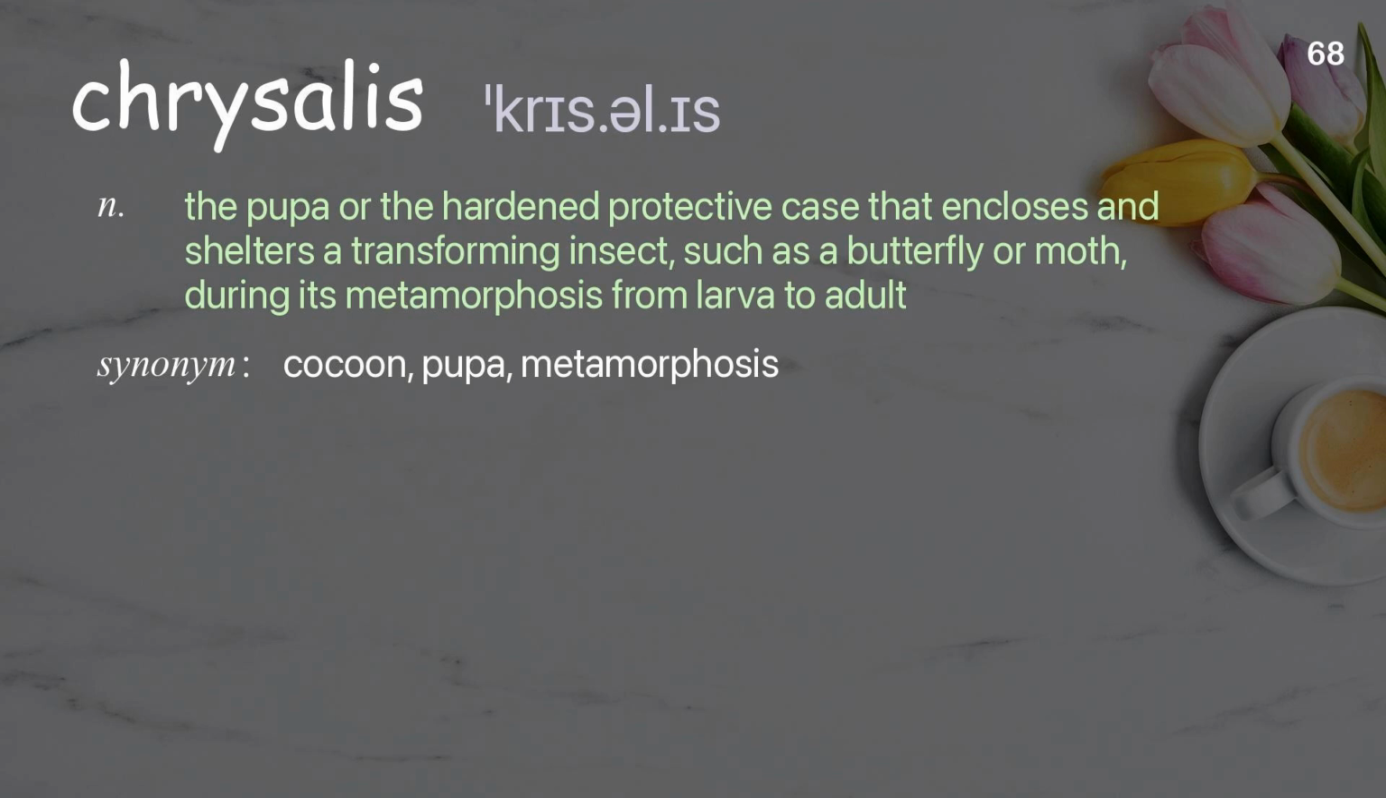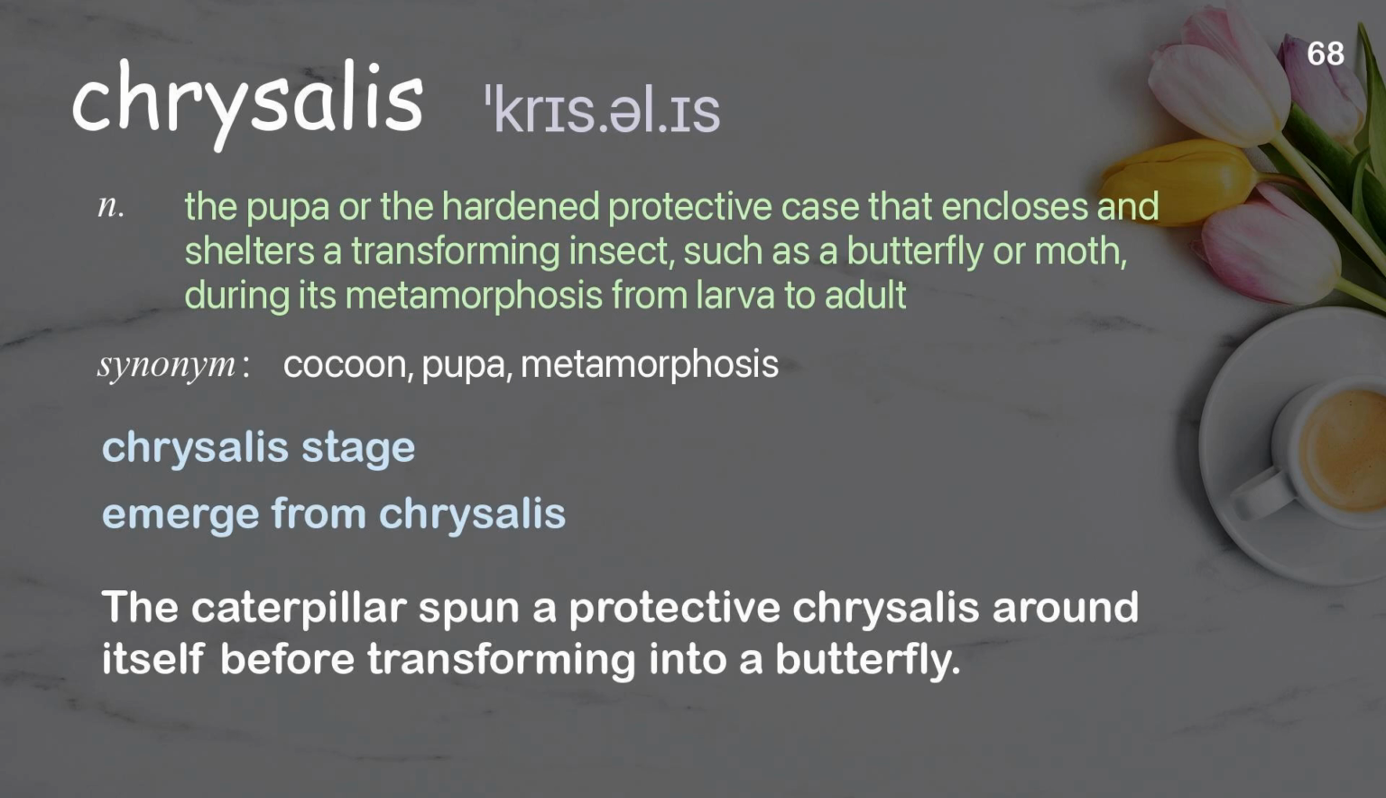Chrysalis. The pupa or the hardened protective case that encloses and shelters a transforming insect, such as a butterfly or moth, during its metamorphosis from larva to adult. Examples: Chrysalis stage. Emerge from chrysalis. The caterpillar spun a protective chrysalis around itself before transforming into a butterfly.